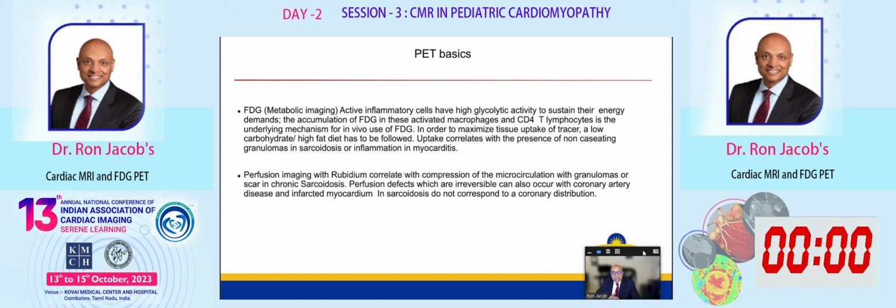And because the phosphorylation is slow, it essentially becomes trapped in the cell, and it allows you to image the cell. And the cells that use FDG, and these are fundamental concepts, are cells that are ischemic or cells that are inflamed. So keep in mind that just because you see FDG uptake doesn't mean that it's an inflammatory cardiomyopathy. You could have ischemia in the LAD distribution, for example, that would show FDG uptake.